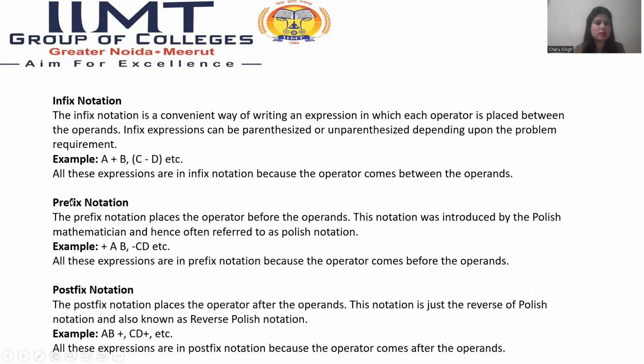We have another type of notation, that is prefix notation. Prefix notation places the operator before the operands. The notation was introduced by Polish mathematicians and hence is often referred to as Polish notation. So we have some examples of prefix, where every time the operator precedes the operands.